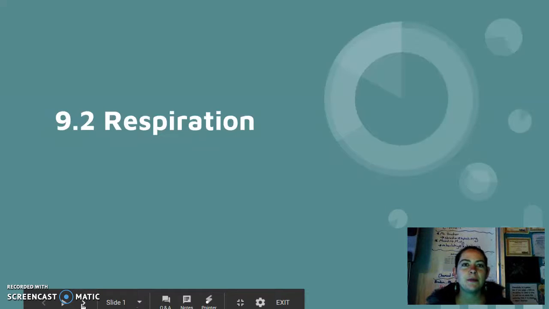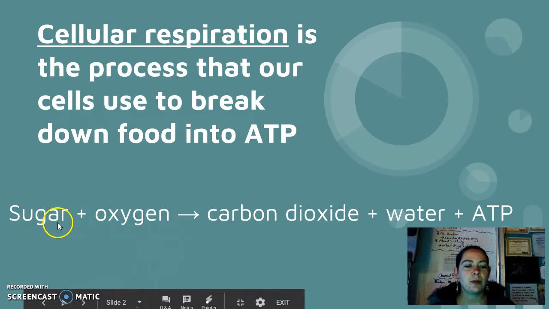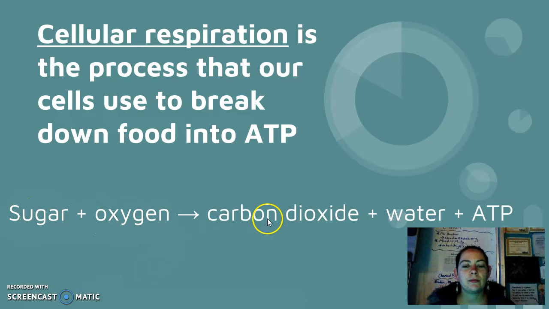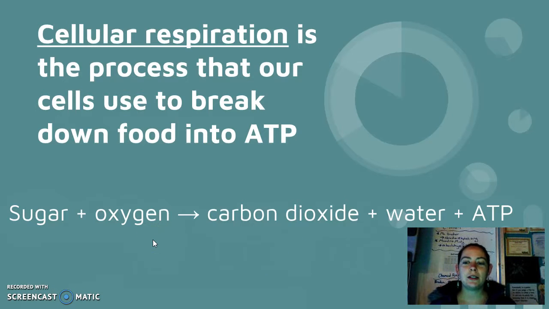Hey, so this lesson follows section 9.2 in your book, and it's a closer look at cellular respiration. So, quick reminder, cellular respiration is the process that our cells use to break down food into energy in the form of ATP. So a good general formula for respiration is sugar, or food, plus oxygen creates carbon dioxide and water and ATP. And a good way to remember this is to remember that the word for respiration also means breathing, right?